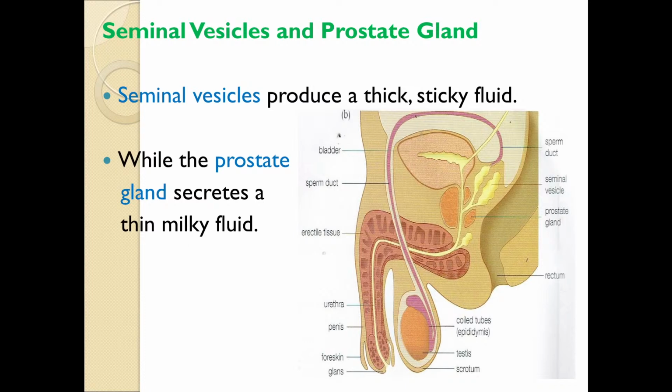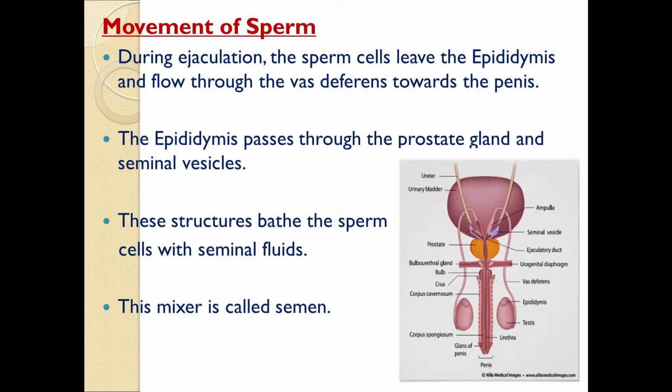What is normally seen with the naked eye is not the sperm. It is the semen, because sperm are so small you cannot see them with your naked eye. As for the prostate gland, it normally secretes a tiny milky fluid, and that also has to do with the semen. Now, movement of the sperm, moving from point A to point B.